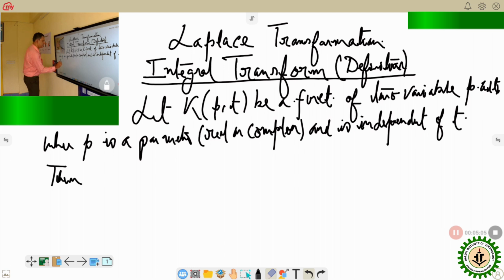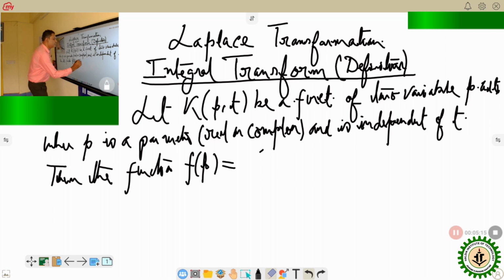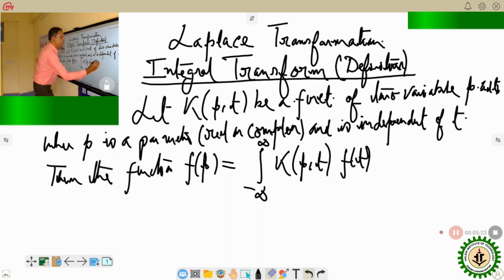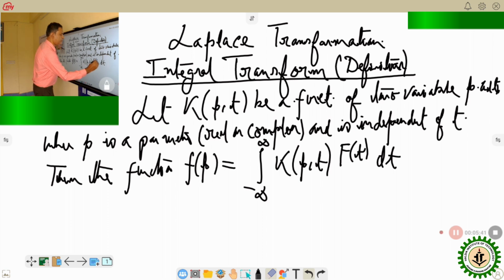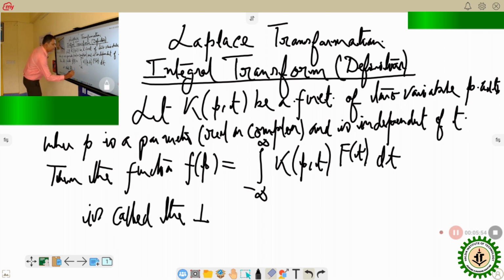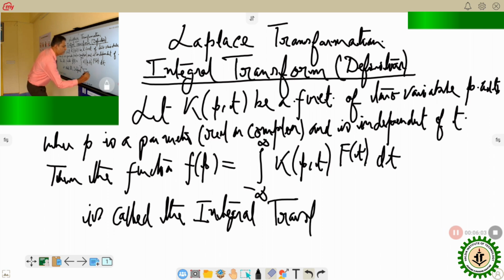Then the function F(p) equal to the integral from minus infinity to plus infinity of k(p,t) f(t) dt is called the integral transform of f(t).